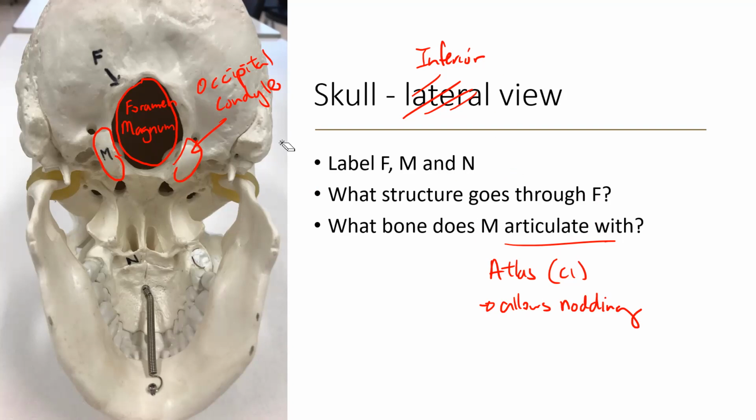What structure goes through F? Well, that is where the medulla oblongata becomes the spinal cord. Okay.